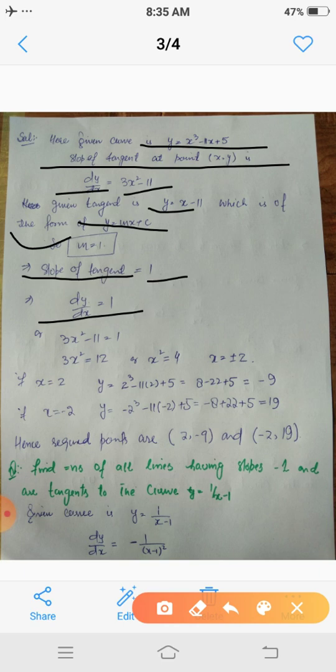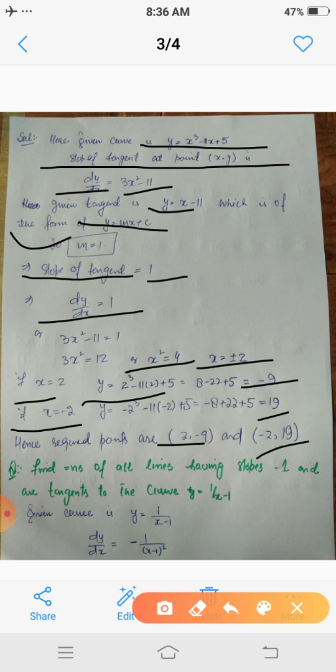When we substitute here, we get x square equals 4, or x equals plus minus 2. If x is 2, when we substitute in y, we get y equals minus 9. Similarly, if x is minus 2, y equals 19. Hence the points (2, minus 9) and (minus 2, 19) are the required points at which the tangent to the curve y equals x cube minus 11x plus 5 is y equals x minus 11. So these are the two required points.